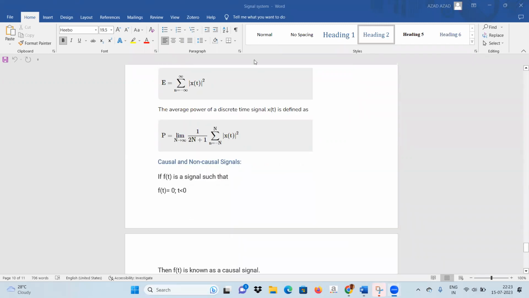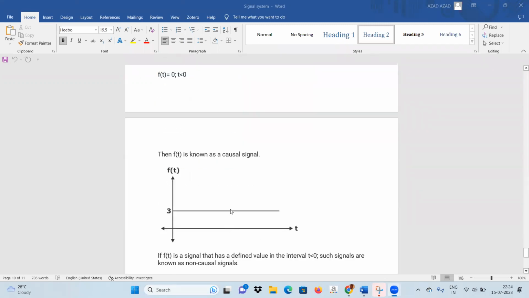Now come to causal and non-causal signals. Causal signals are those signals which are defined for t greater than 0, but not defined for t less than 0. It means it has some magnitude only for t greater than 0, but it has 0 magnitude for t less than 0. U(t), this is the unit step function. It has magnitude for only positive t, but it has no value for negative t. It means it is a causal signal.